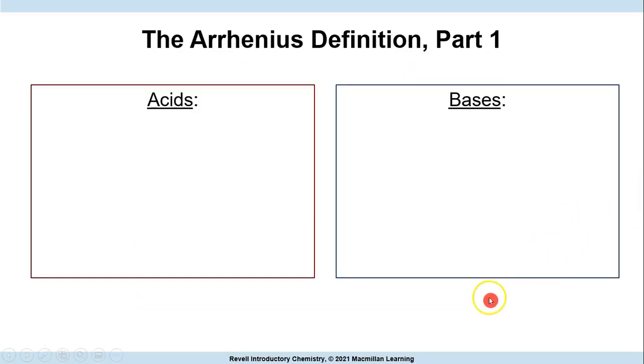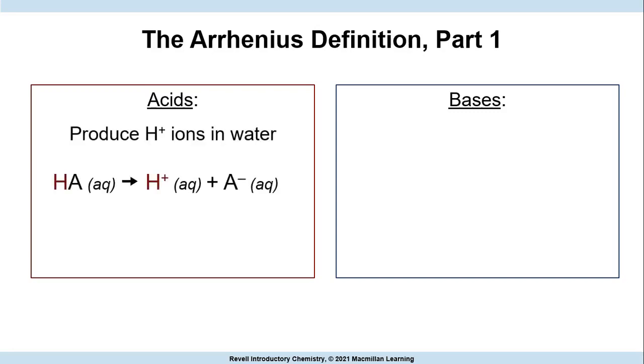So we are going to look at the definitions of acids. We are going to look at two very important definitions of acids, and the first one that we are going to start with is the Arrhenius definition of acids and bases. Arrhenius defines an acid as a substance that produces hydrogen ions in water.